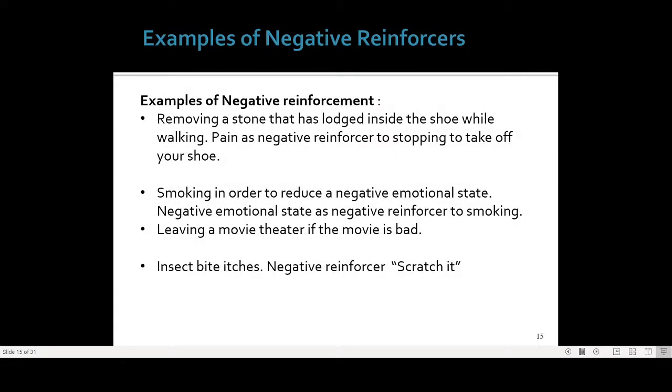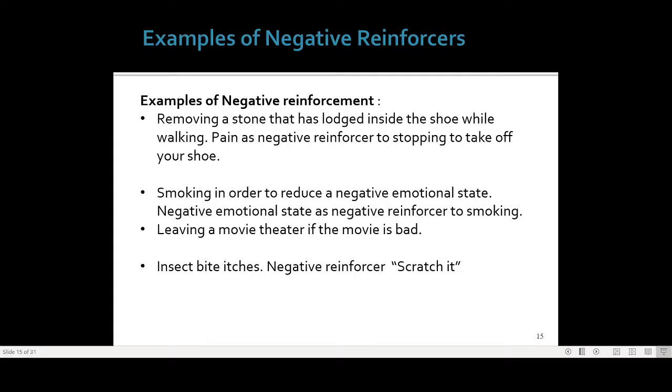So some other examples of negative reinforcement: when you're walking on the road, if a stone is lodged inside your shoe, you get a pain. Every time you put your foot down, you get a pain because the stone is lodged inside the shoe. So to avoid that, you just take off the shoe, remove the stone, and put it back.